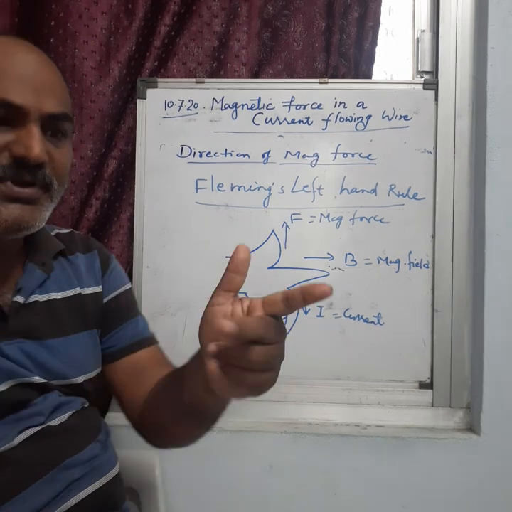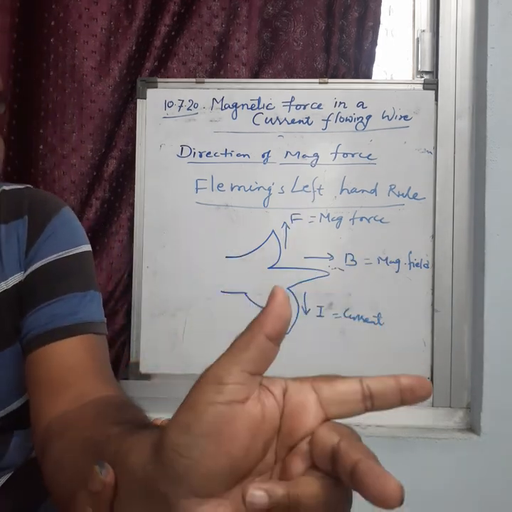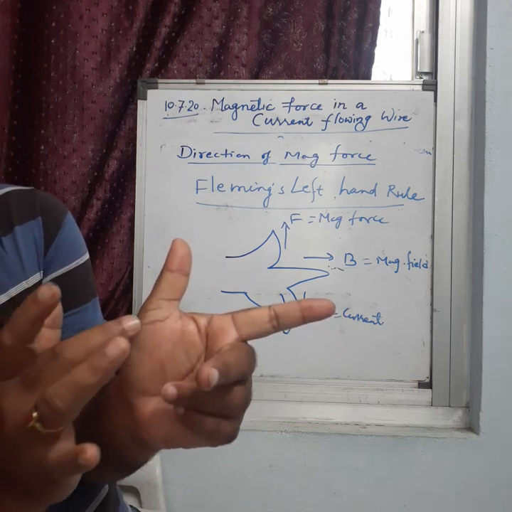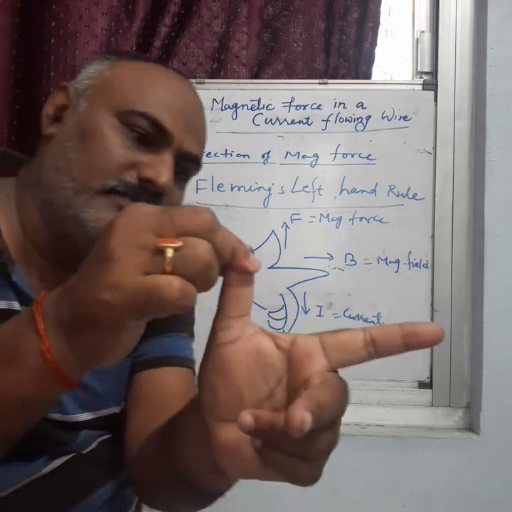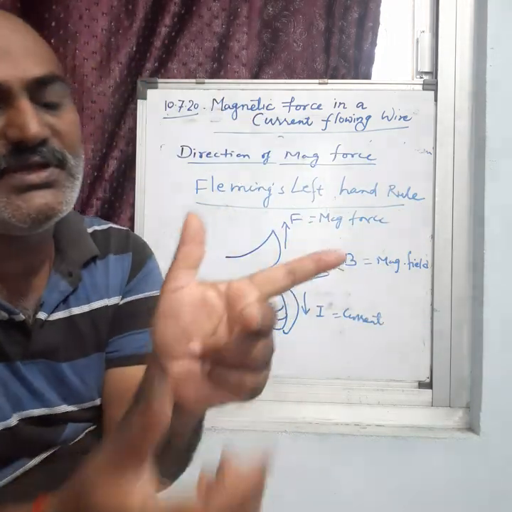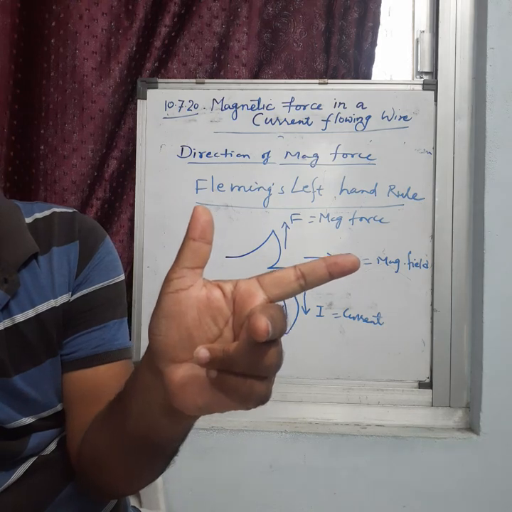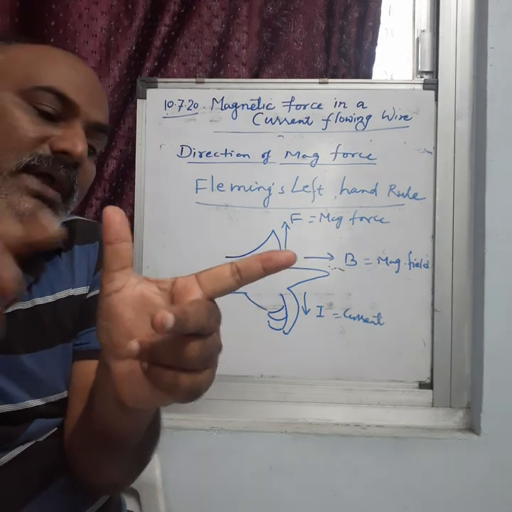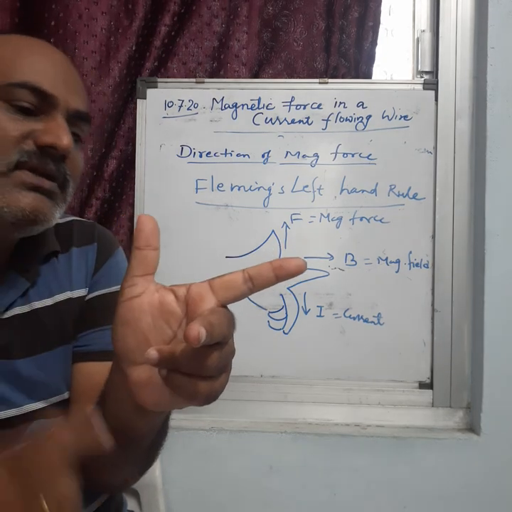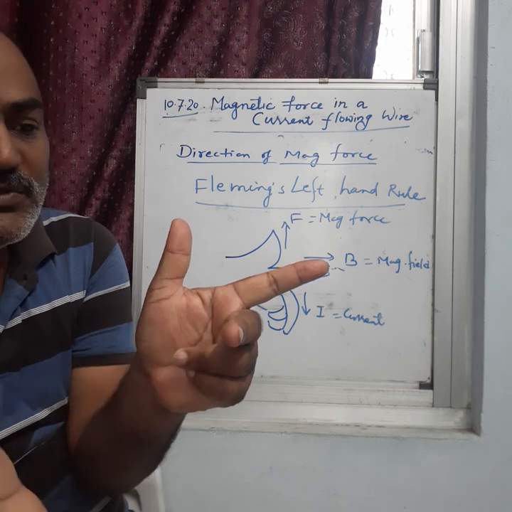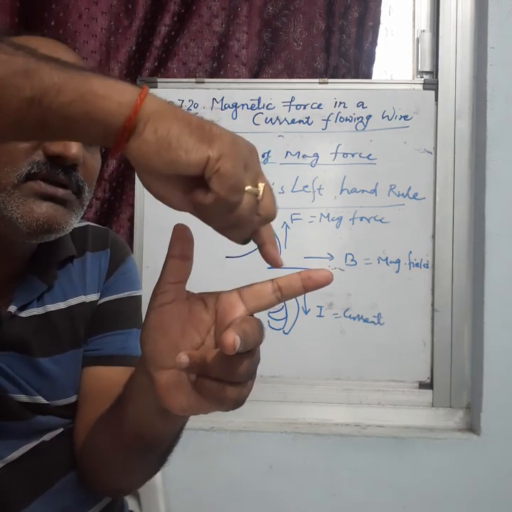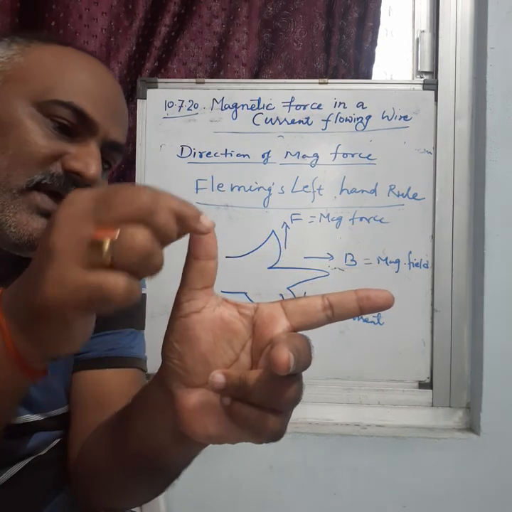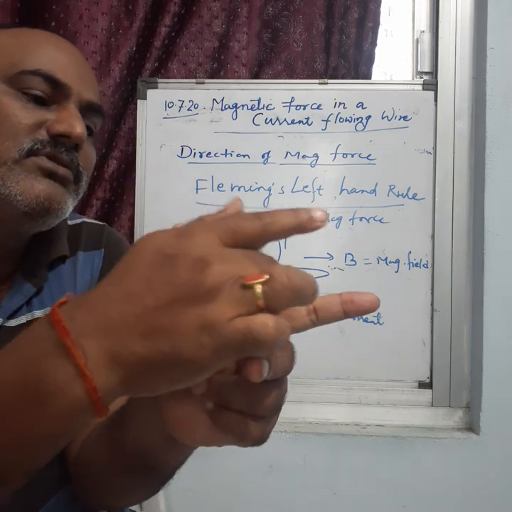Now see, I am trying to explain to you. This one is the left hand, and Fleming says you stretch your thumb, forefinger and middle finger like that, perpendicular in this position. All these must be perpendicular. If the magnetic field acts along this finger and current flows along this finger, both perpendicular to each other, then the magnetic force acts perpendicular to these two.